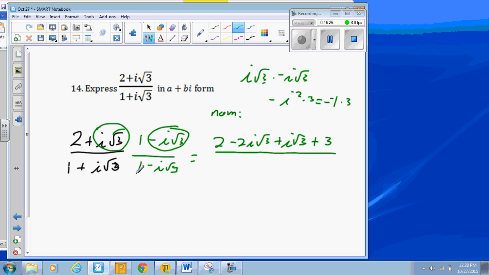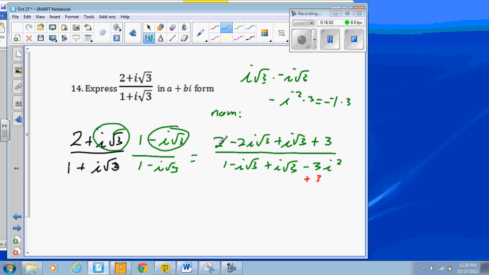Now the bottom, we're going to do 1 times 1 is 1, and then we're going to have minus I square root of 3, and then the two inside numbers are plus I square root of 3. And then the last one is minus 3I squared, which is basically plus 3. Because I squared is negative 1, so it's plus 3. Negative 1 times negative 3 is plus 3.